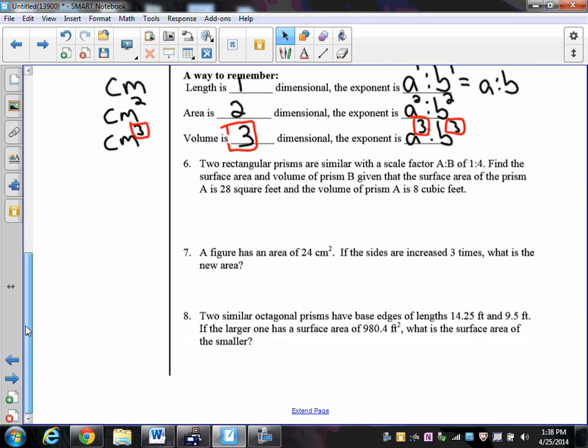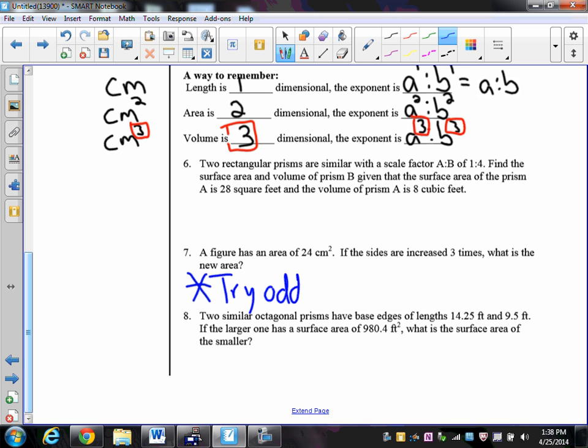So let's do a couple examples. I want to do the evens together, and I want you to try the odds on your own.